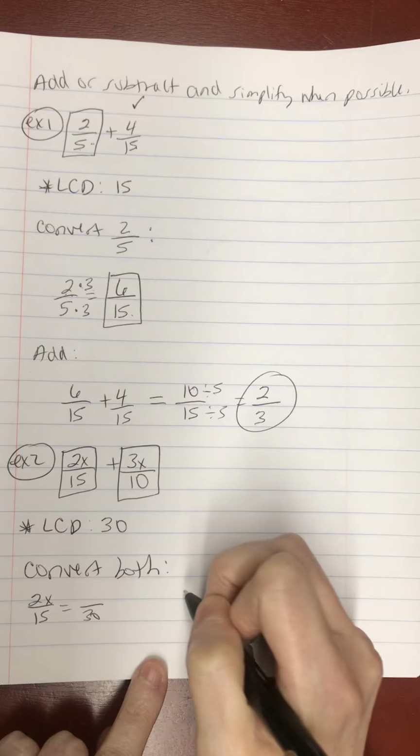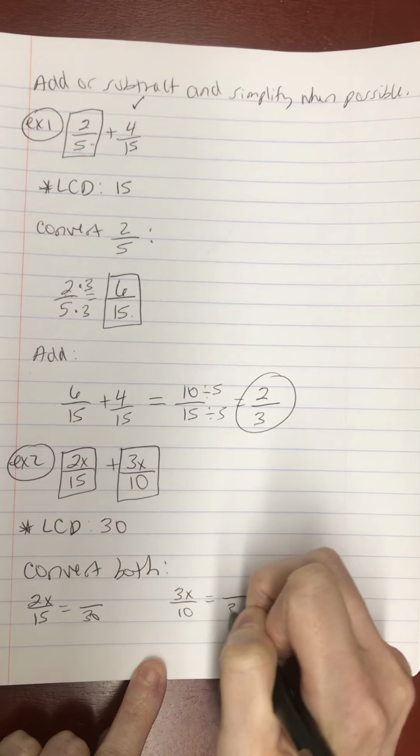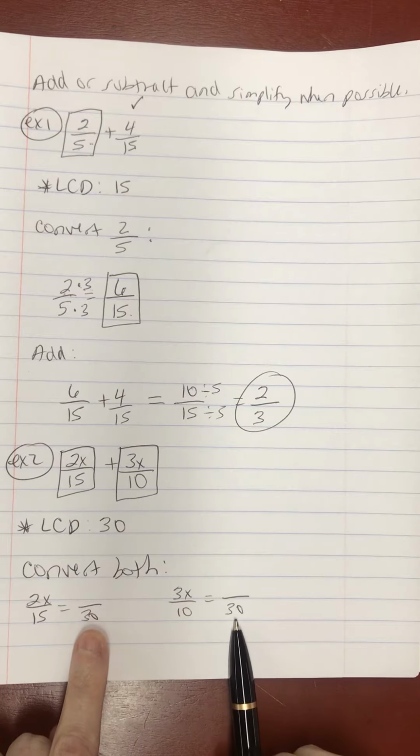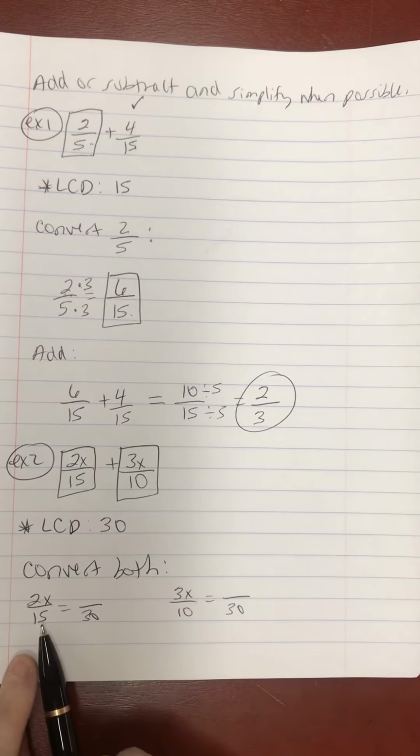And I might as well set up my other one too. I'm going to do 3x over 10 equals something over 30. Remember, the point is we want to get them both so that they have 30s for their denominators so that they can turn into like fractions and we can add them together. Okay, so let's go to this one.